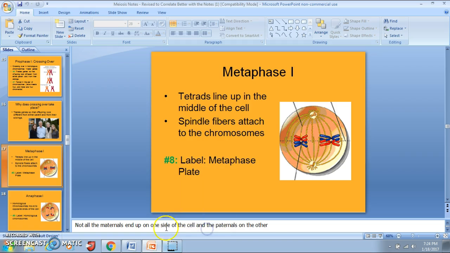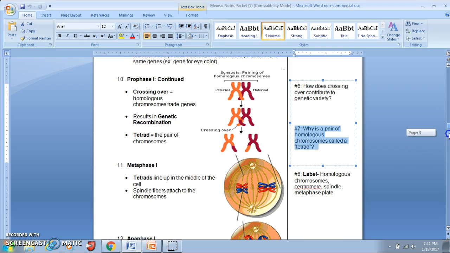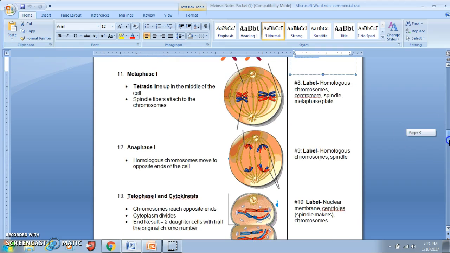You are asked to, on your notes, label several things. Here it asks you to label the homologous chromosomes, the centromere, which is where the spindle fibers attach to the chromosomes, the spindle in yellow, and the metaphase plate.